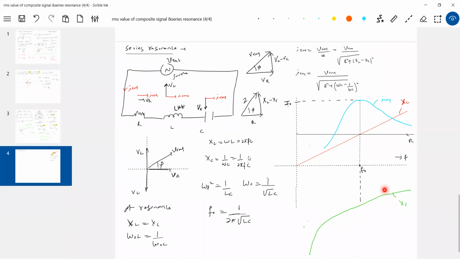So therefore, how will the circuit behave before resonance, for frequency of source less than F naught? It will behave like a lag circuit. Here it will behave like a lead circuit. The same circuit. And what about here? At this particular point, it will be a pure resistive circuit because net reactance is 0.